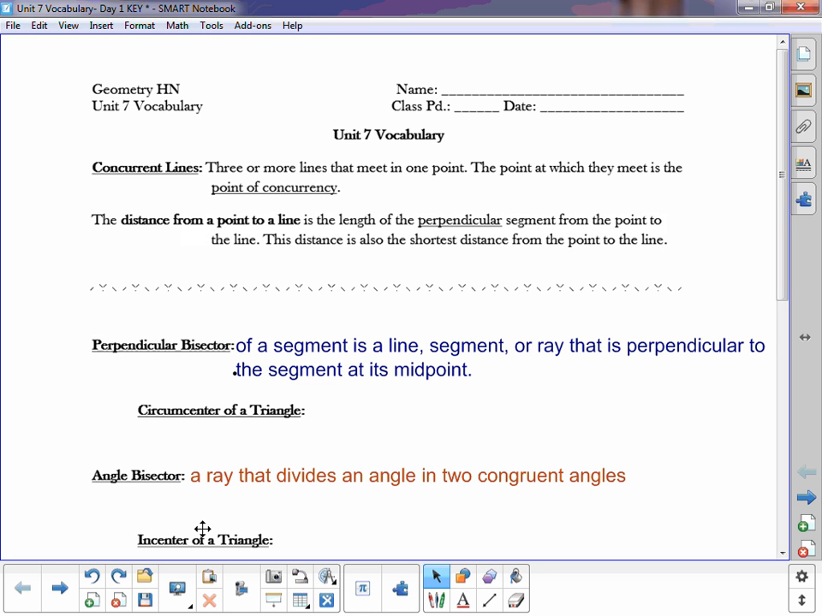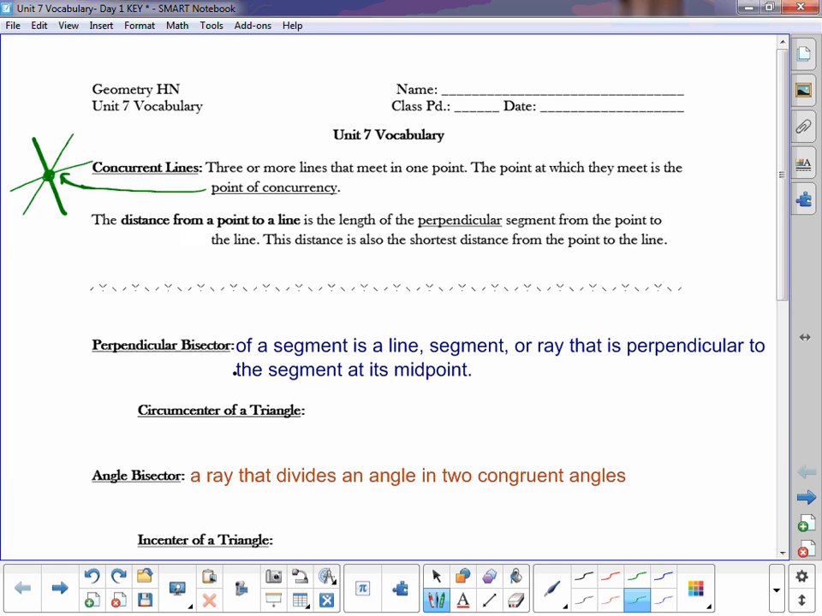but we will learn all this before the meeting. Alright, so the first thing, I went ahead and defined a couple of things up here for you. So concurrent lines is when we have lines that meet in one point, three or more lines that meet in one point. And the point at which they meet is called your point of concurrency. So I can have all three lines meet at one point. And that is my point of concurrency. Okay, so where they all meet.